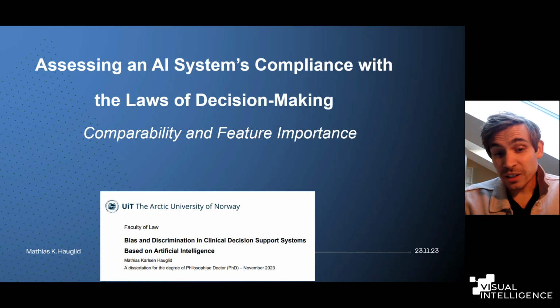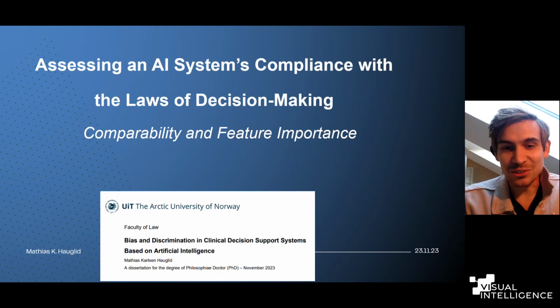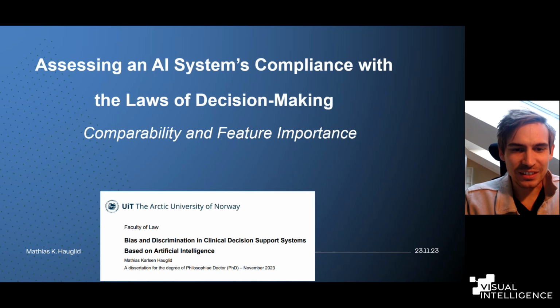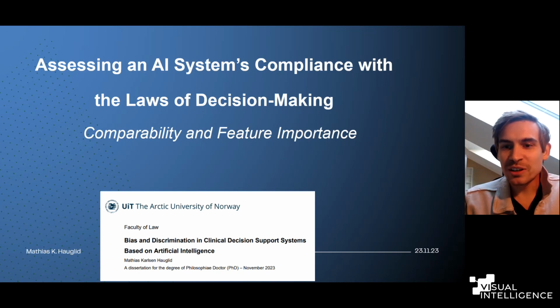So normally I talk to lawyers and explain what I have learned about machine learning and how AI can be used for decision making and all that stuff. But now you guys in this room, probably most of you know all that stuff. So now my job is more to explain how law works.